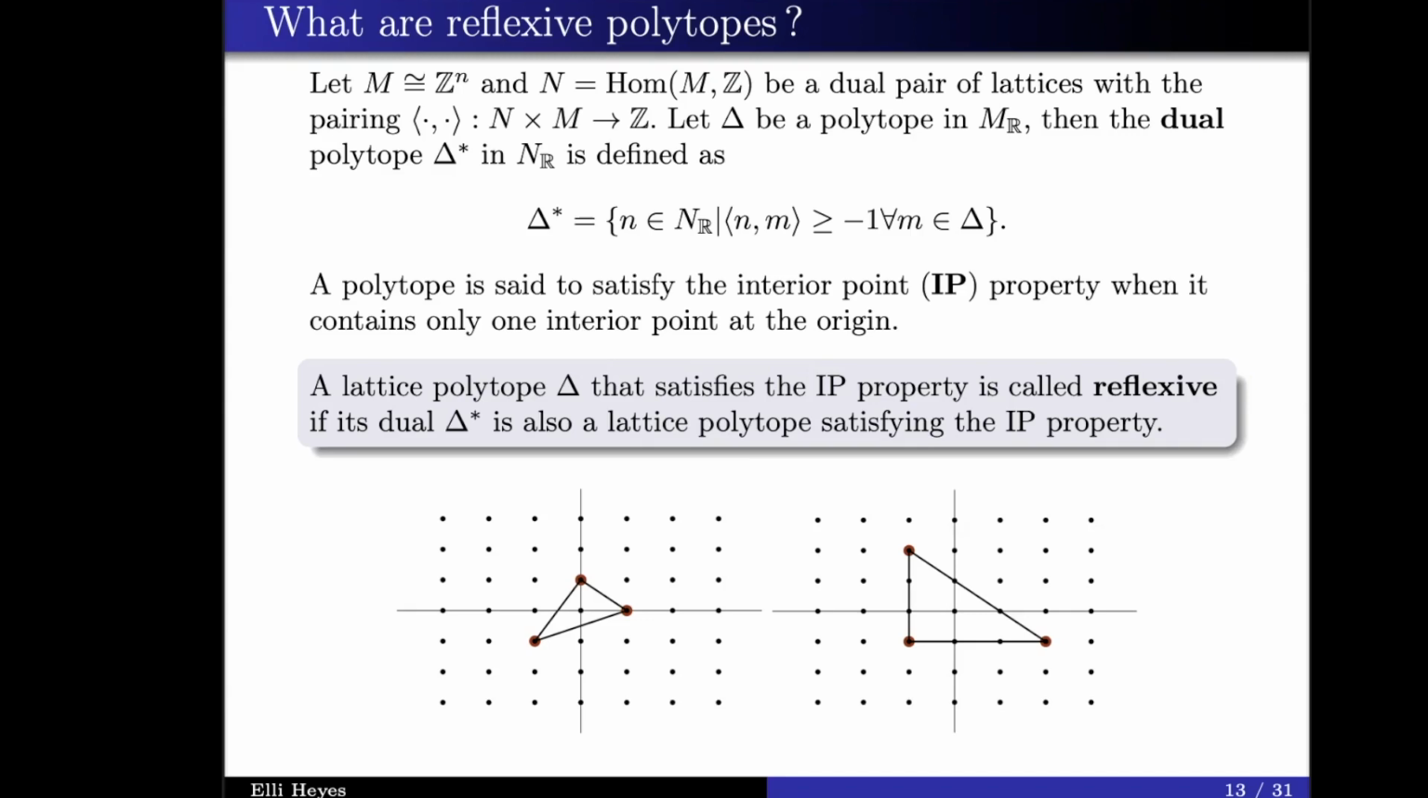And we can find a dual polytope, as you see here, as the convex hull of a set of points in the dual lattice, such that the inner product between all the points in the original polytope is greater than or equal to -1. And then a polytope is said to be reflexive simply if it's a lattice polytope that satisfies the IP property, and its dual is also a lattice polytope satisfying the IP property. So here in both cases, there's one interior point, the origin, and these two are actually dual to each other.